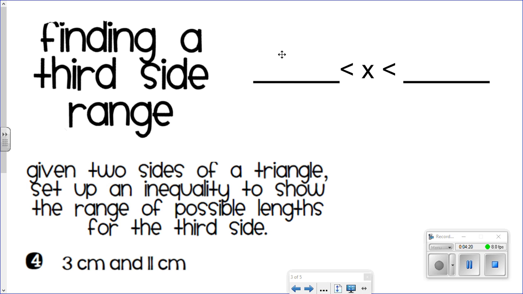The first number in the inequality is where we subtract the two numbers given. Then we have less than x less than, and then whatever the sum is if I add the two sides.